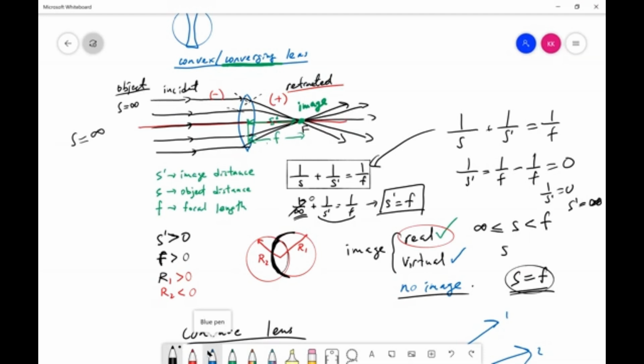But then as you move the object even closer to the lens, that means the distance is less than the focal length. Sorry, guys, here I have a, like this.